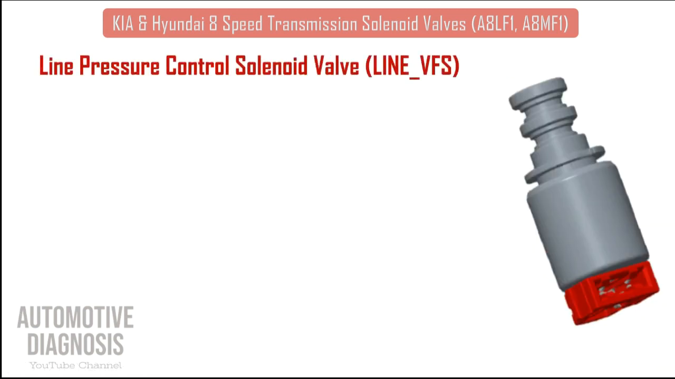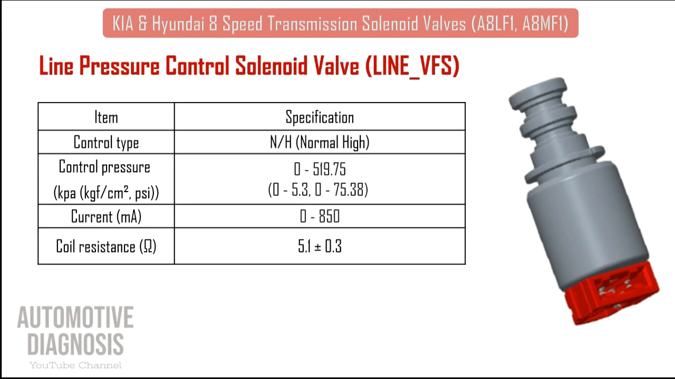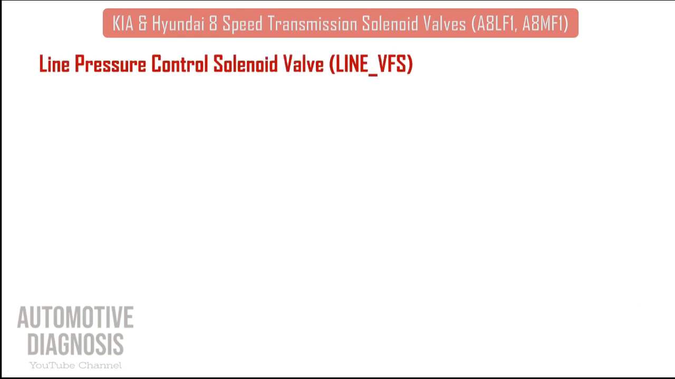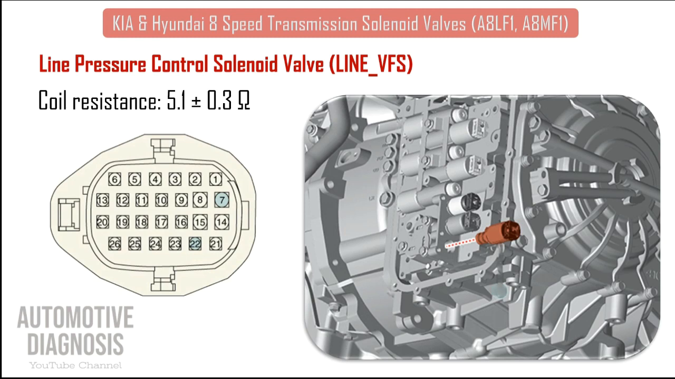The next solenoid valve is the line pressure control solenoid valve, which is normal high as well. The amount of current for this one is different from the other ones. It's between 0 to 850, and resistance is different as well. So we know that the resistance is 5.1 plus or minus 0.3. This is the location for this line pressure control solenoid valve on the valve body. These two pin numbers, 7 and 22, refer to the pin numbers on this specific car for checking the internal resistance.